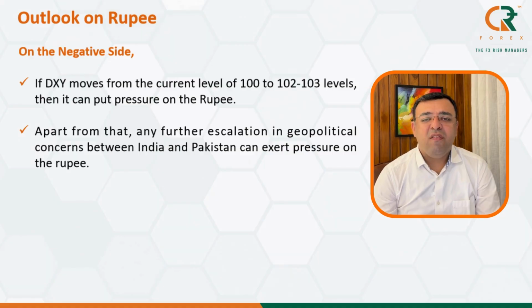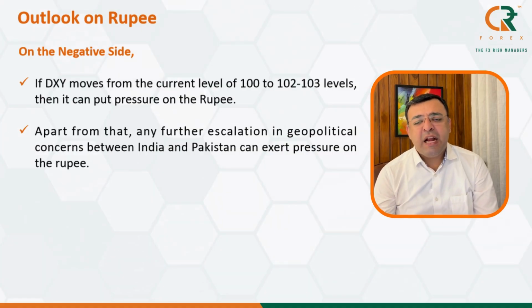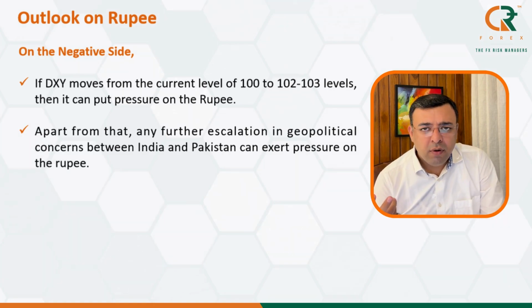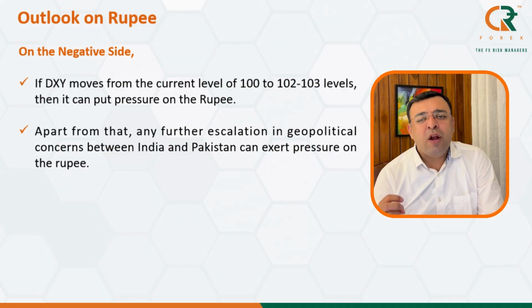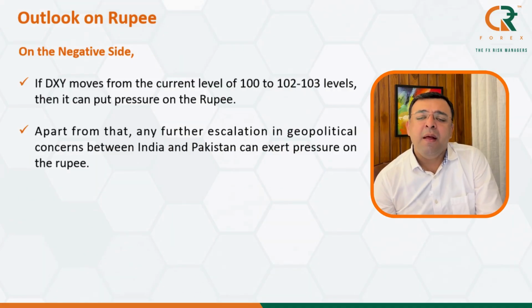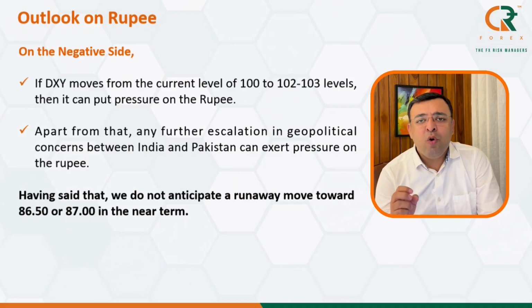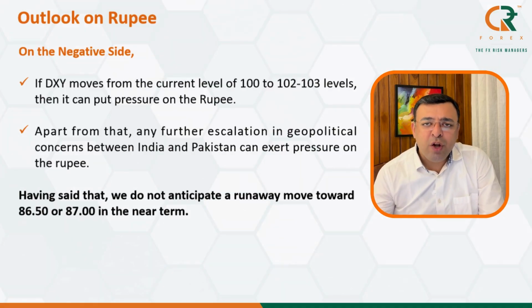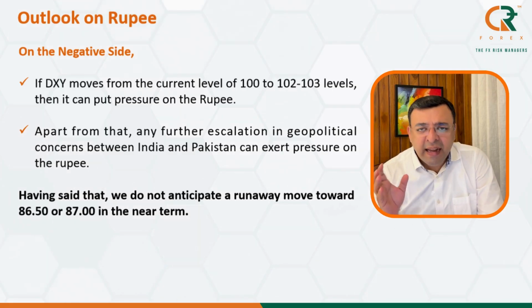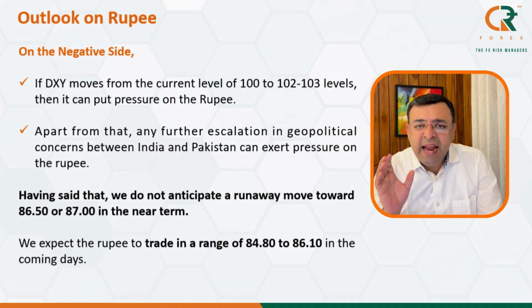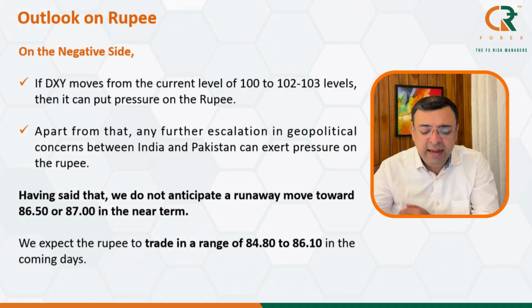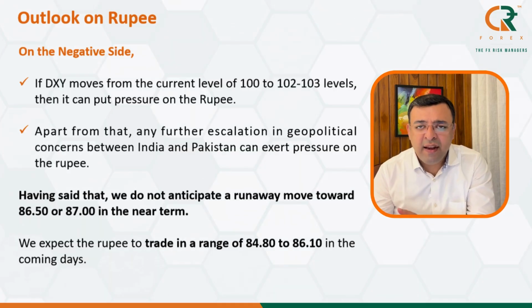On the negative side, if the dollar index moves towards 102.50 or 103 kind of level, it can put pressure on the dollar-rupee pair. Second, any escalation between India and Pakistan can also put pressure on the pair. But we are very confident that we do not expect the pair to move higher towards 86.5 or 87 kind of level. In fact, what we anticipate is that the rupee will be trading in a range between 84.80 on the lower side and 86.10 on the higher side.